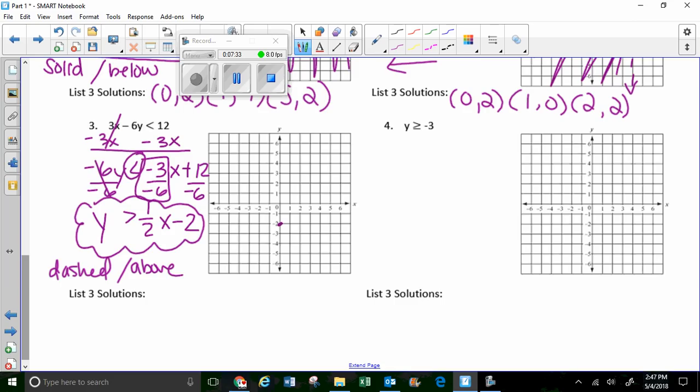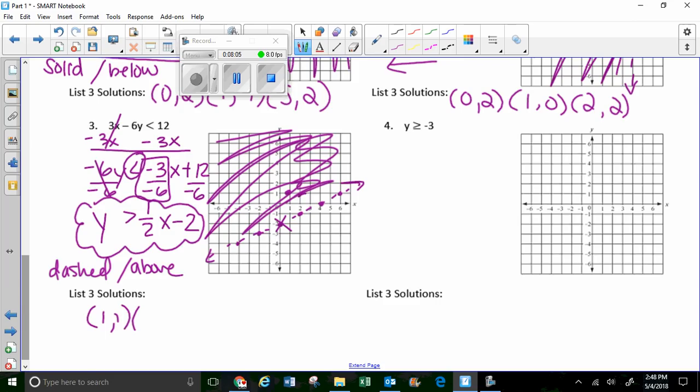So start at negative 2, go up 1 over 2, up 1 over 2, up 1 over 2, or down 1 left 2, down 1 left 2. And draw yourself that dashed line. And shade above. Let's get some solutions. Can I use the solutions that are on the line? No, those are not included. So I'm going to get something that's inside the shaded region. So let's just make it easy. 1, 1, 1, 2, and 1, 3.